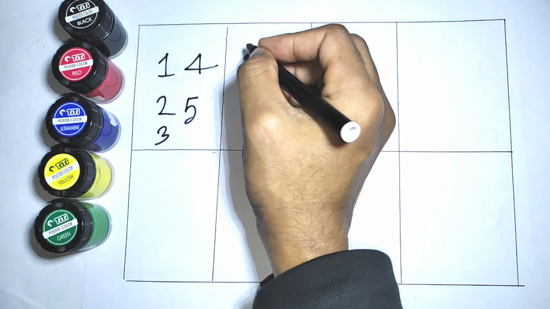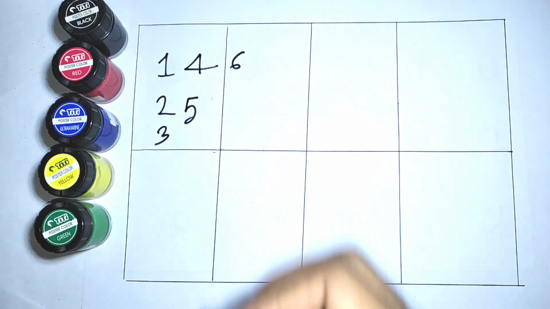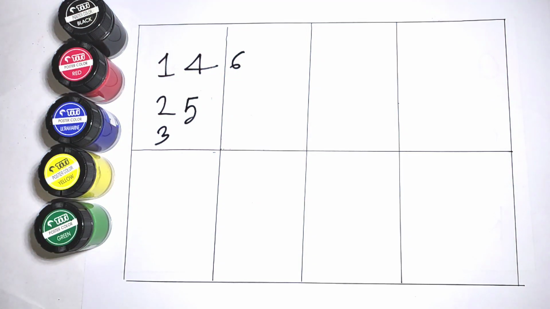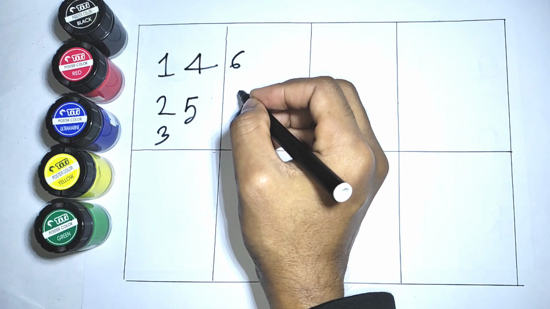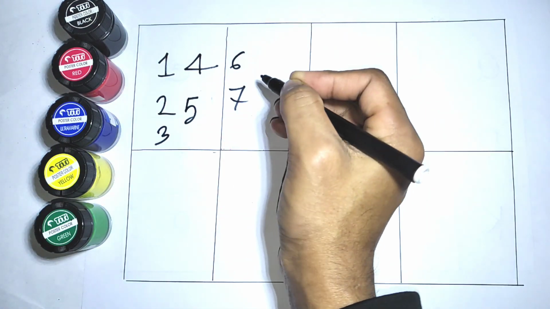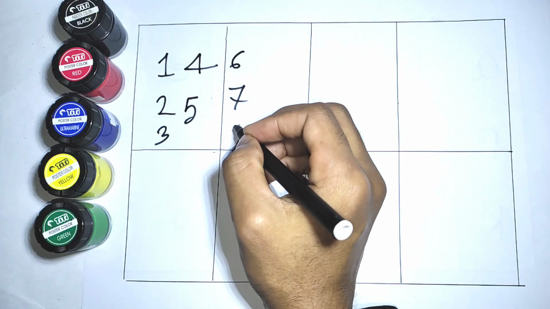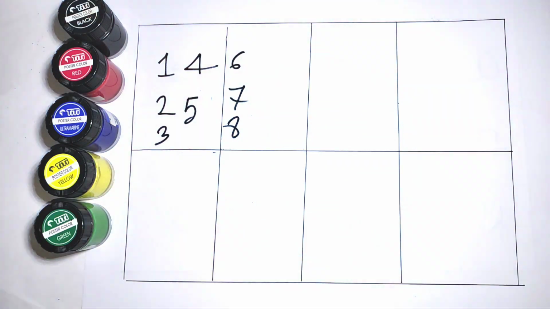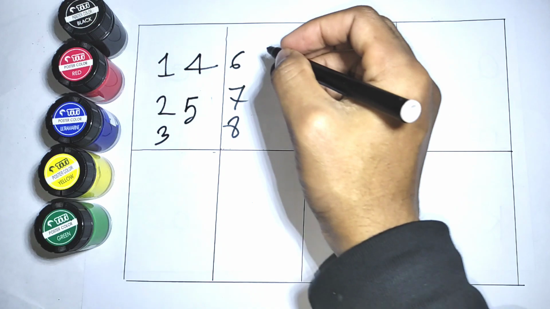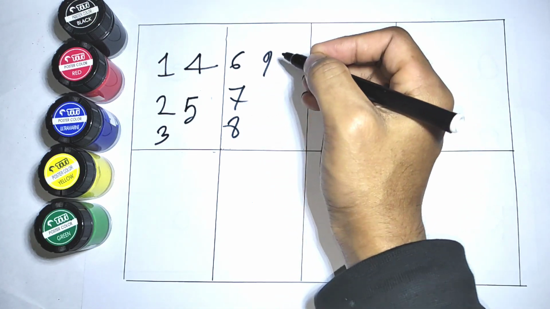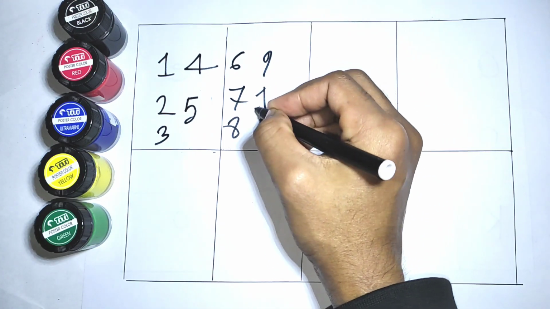The next one is 6. Kids, now we draw the number of 6. And the next one is 7. S-E-V-E-N, 7. Now we draw the number of 8. The next one is 9. And now we draw 10.